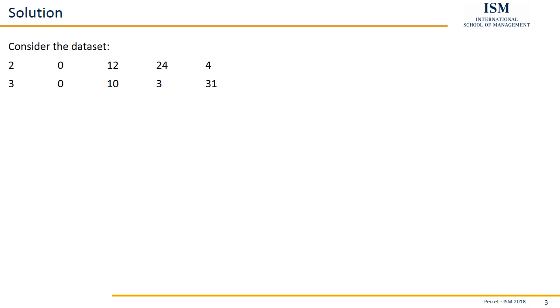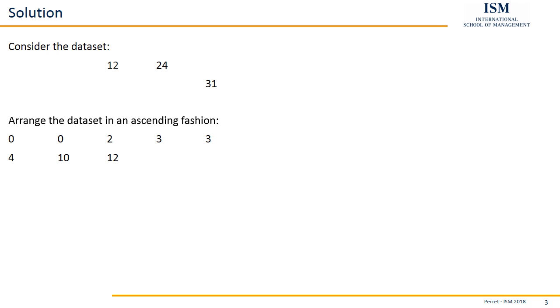deviation. Before we start doing anything at all, we take the data set and arrange it in ascending order. So we start with the smallest values: 2 times the 0, 2 times the 3, the 4, 10 and 12, and then the 24 and 31. Because with this ordered data set, a lot of the different exercise parts go much smoother.